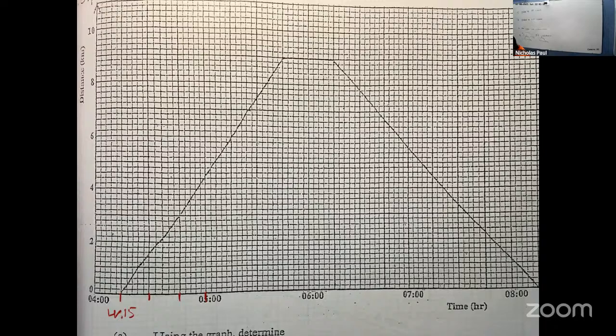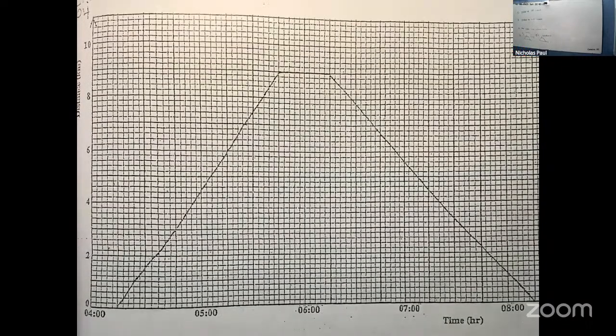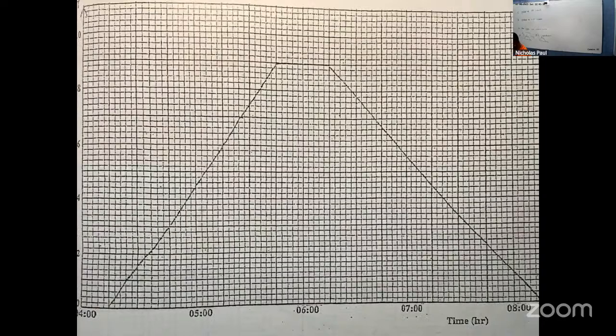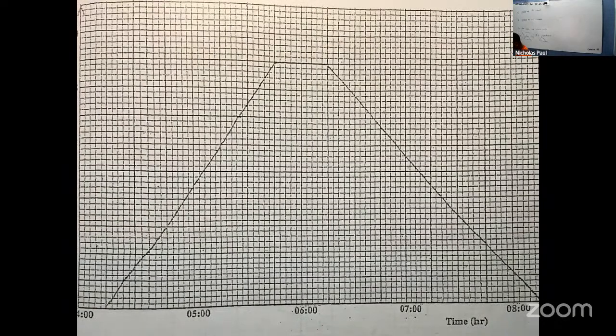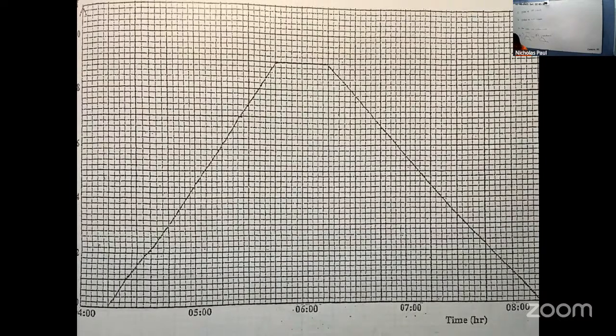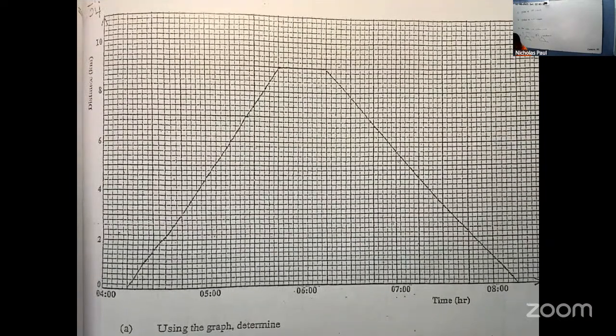Distance from the camp to the park. So I think the park is up here. Let's just read what happened. The diagram below shows the journey of an athlete running from the camp to the park and back to the camp. So here is the camp. Here's the park. And here's back to camp.